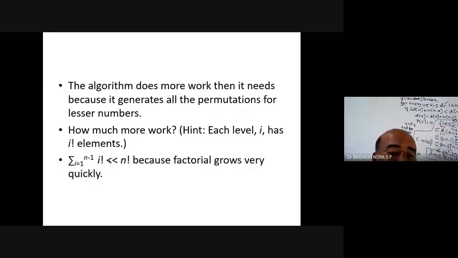Okay, so now for generating the different permutations, we need an algorithm, and the algorithm does more work than it needs because it generates different combinations and permutations with fewer computations. So how to do this? The hint is that at each level we have to find the factorial of the elements. For each and every level we have to find the factorial.